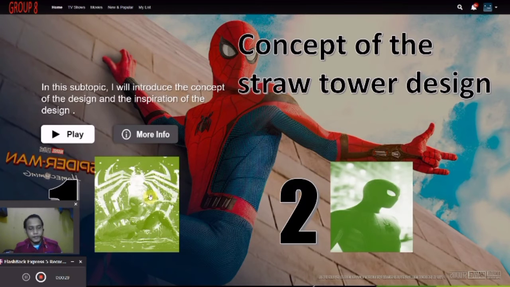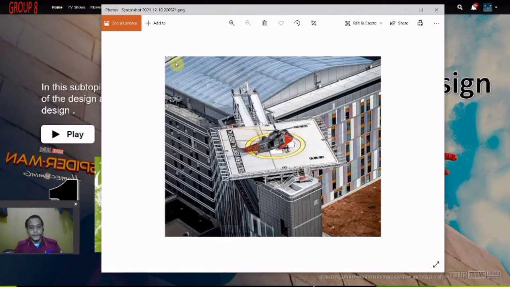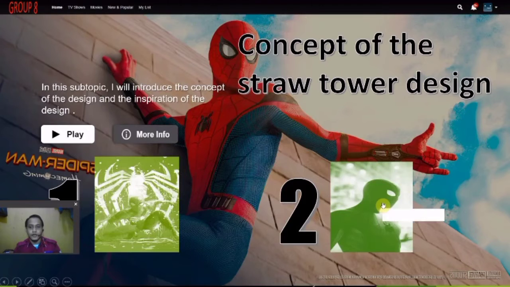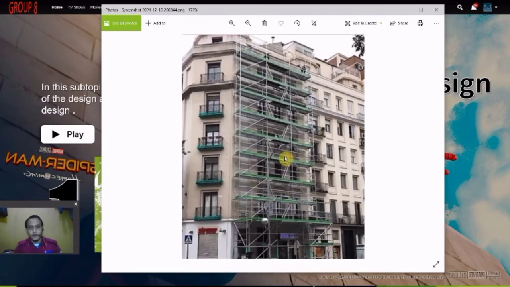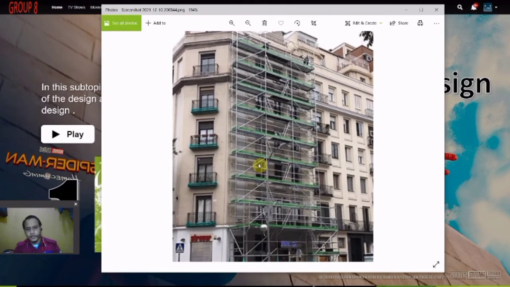So we got inspired by this structure on the Queen Elizabeth University Hospital. After that, we also got inspired by the truss from the scaffolding structure that we took a look at. It has some members to distribute the force equally to each other column.